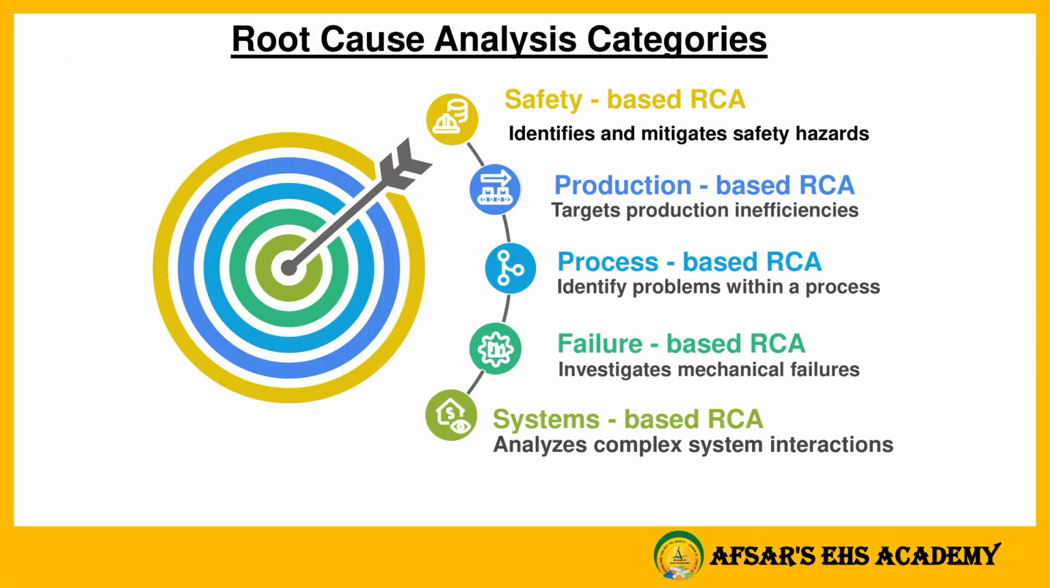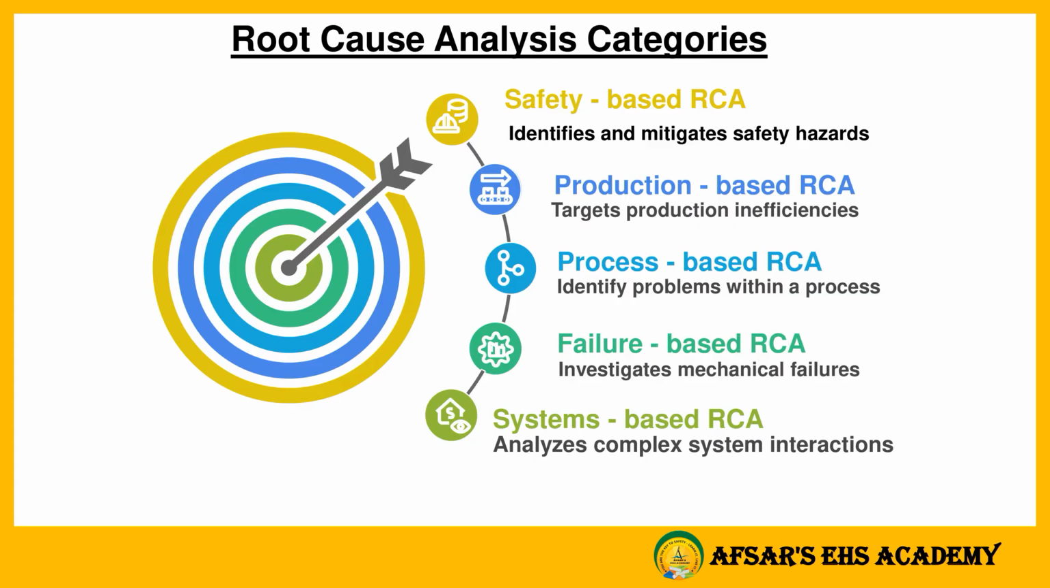These are the different categories or types of root cause analysis done for different purposes. Safety-based RCA. This type of RCA is used to examine and identify the root causes of any failure of safety compliance, accident analysis, or other issues related to occupational health and safety.